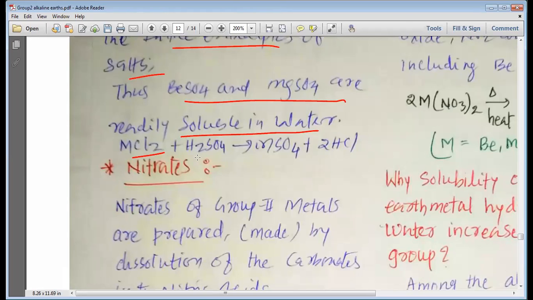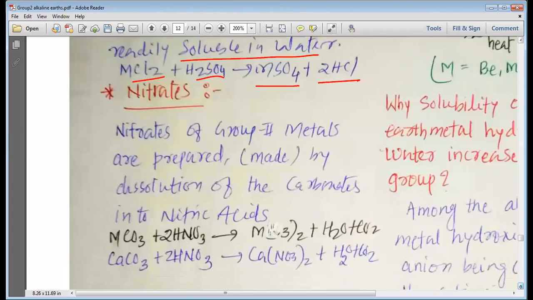MCl2, any kind of halides, when it reacts with H2SO4, these sulfates are produced. So these sulfates of group 2 elements are produced by the reactions of the halides of the group 2 metal with sulfuric acid H2SO4.